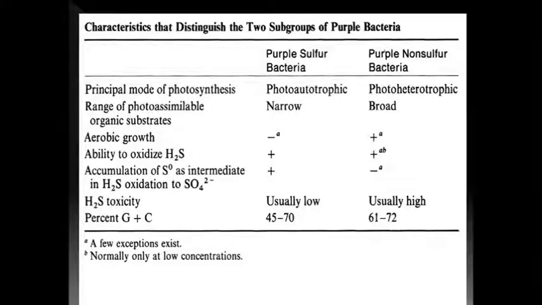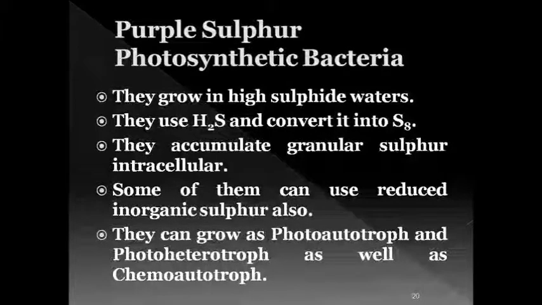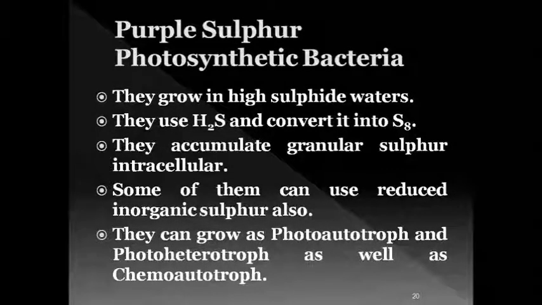Classification of purple bacteria: purple sulfur bacteria and purple non-sulfur bacteria. They have certain dissimilarities in their characteristics. We can see very nicely organic substrates, aerobic growth, ability to oxidize hydrogen sulfide, and so on.